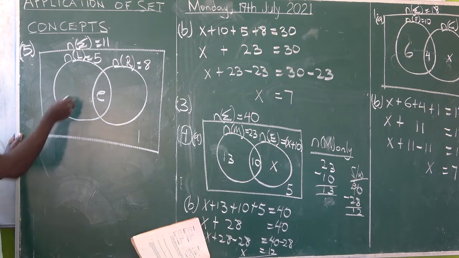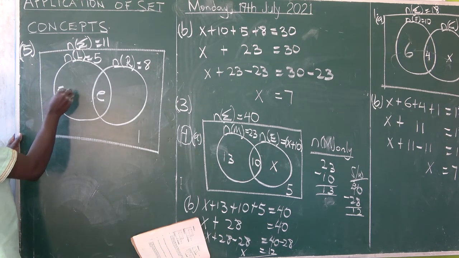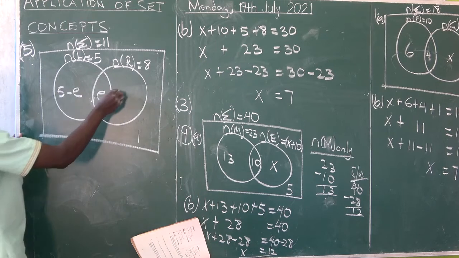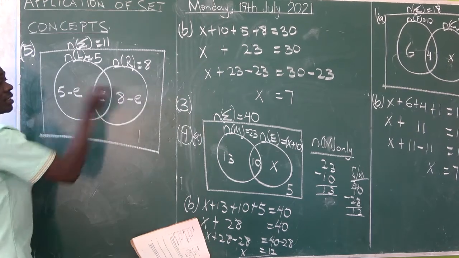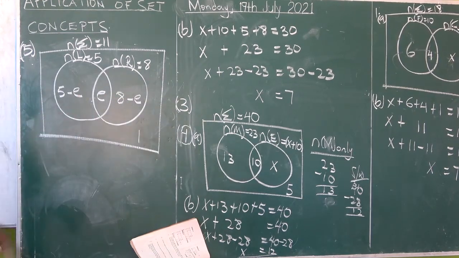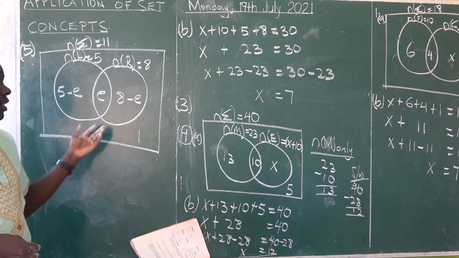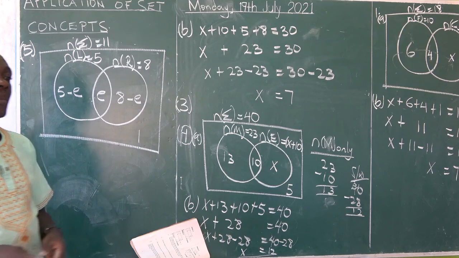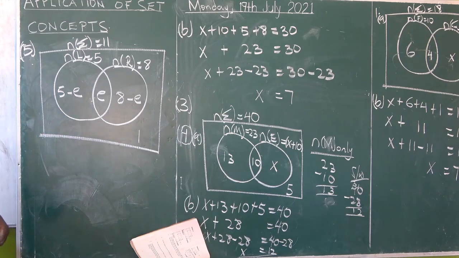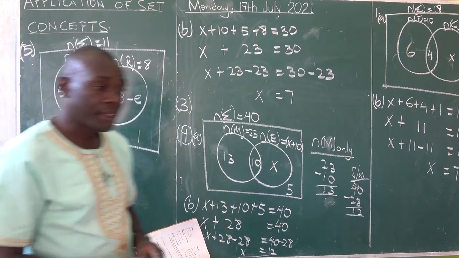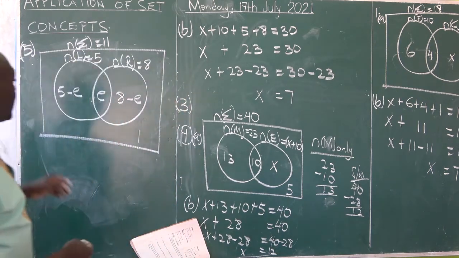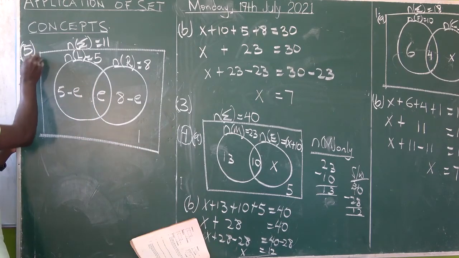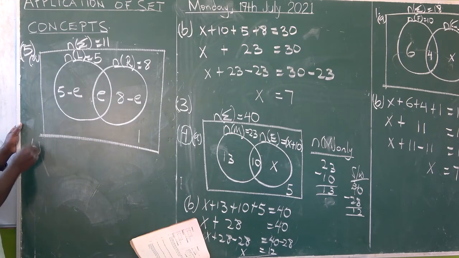Then it's like number 1. We write here 5 take away e, and here 8 take away e. So everyone will have their own choice of the letter and then they fill in. This is the first number we did about Prado and Lexus. So the number looks like this one. You fill in the same way and then you find the unknown. That is part A, then part B.